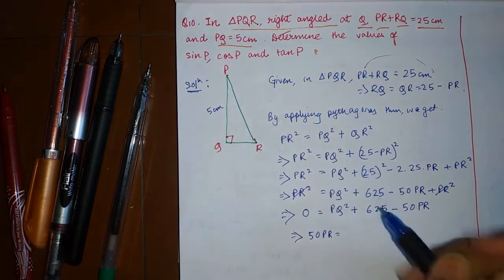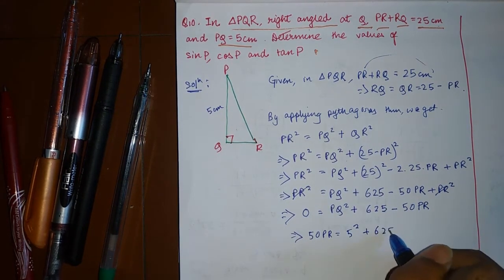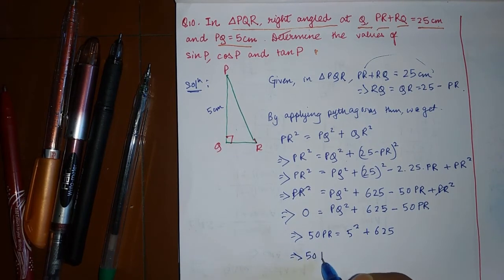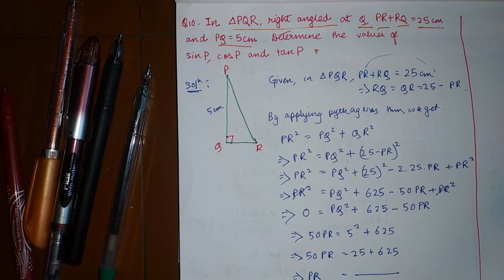What is the value of PQ? It's 5 centimeter. So PQ is 5 squared plus 625. So 50 PR equals, what is 5 squared? It's 25 plus 625. Just do the equation. Transfer this 50 to the bottom of the right hand side. It will be 50 and 25 plus 625 is 650. Am I right? 5 plus 5 is 10, 1 plus 2 is 3, plus 2 is 5, 650.